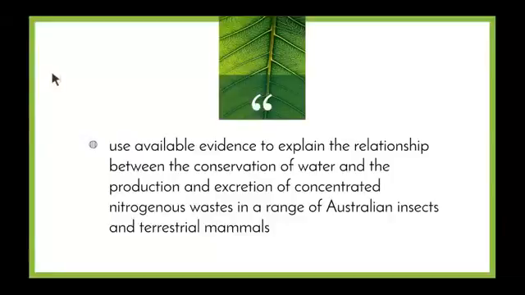So now we're going to have a look at the next dot point, which is looking at evidence to explain the relationship between the conservation of water and the production and excretion of concentrated nitrogenous wastes in a range of Australian insects and terrestrial mammals. So through this video, I just really point out a few simple examples of Australian organisms. So as you do the research yourself, you need to make sure that the examples that you look at are specifically Australian insects and Australian terrestrial mammals.